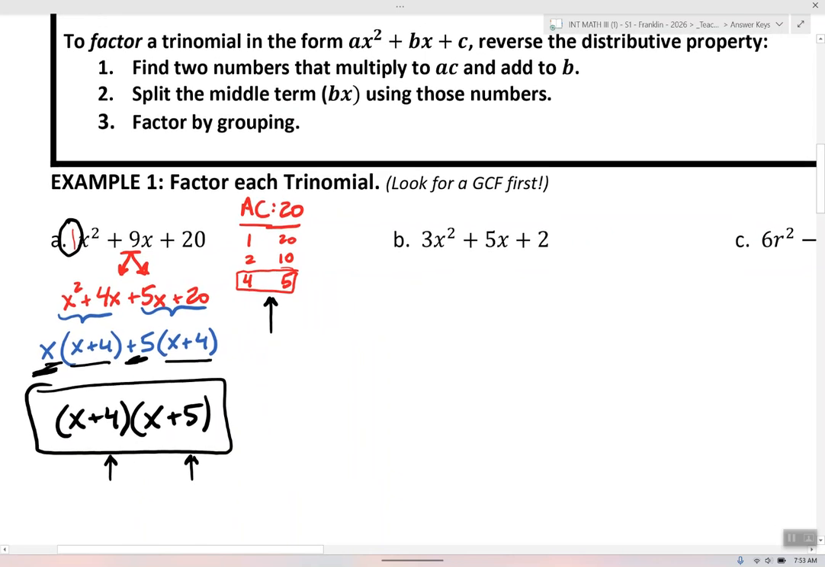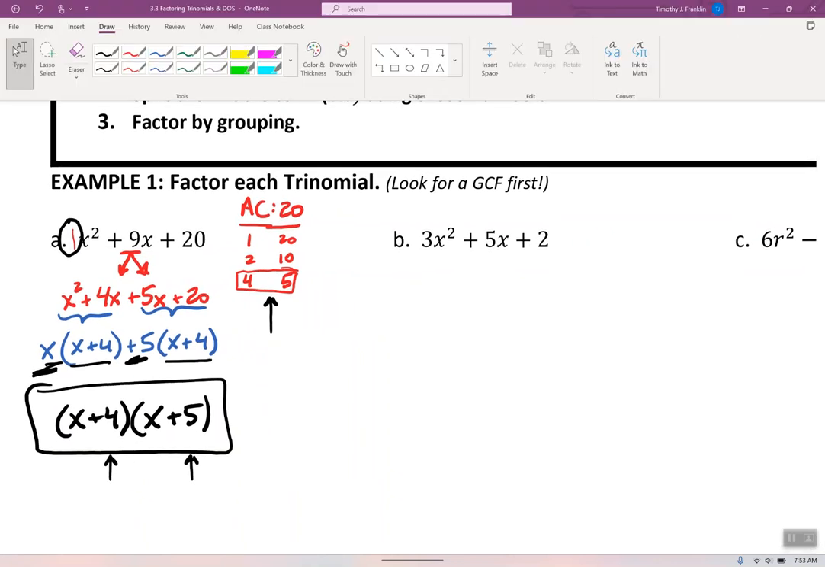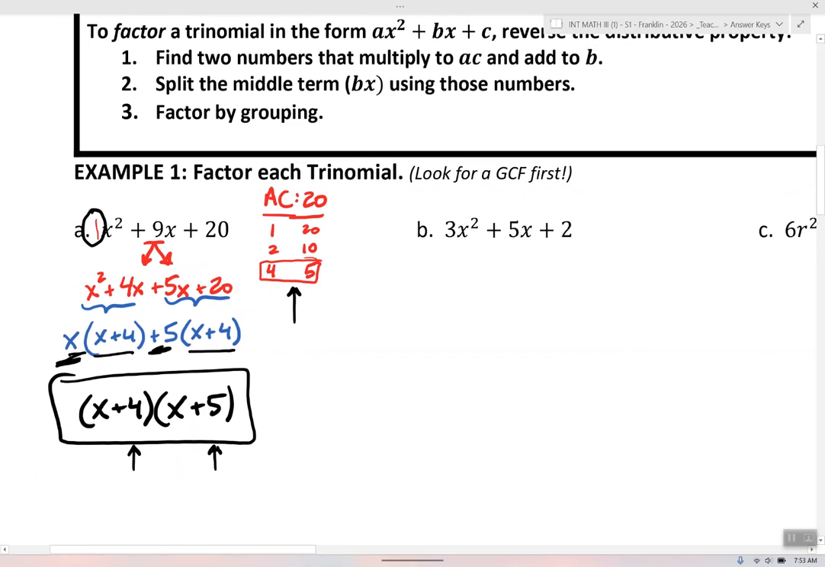Now, for example B, our leading coefficient is not 1, so we can't use this trick. So we can do the math, though. AC here is 6. So we're trying to find two numbers that multiply to 6 and add to 5. Well, 6 doesn't have too many factors, so I believe we're looking for 2 and 3. 6 can be multiplied 1 times 6, 2 times 3, and 2 and 3 are the two numbers that multiply to 6 and add to 5. So we'll split that middle term again. We've got 3x squared plus 3x plus 2x plus 2.